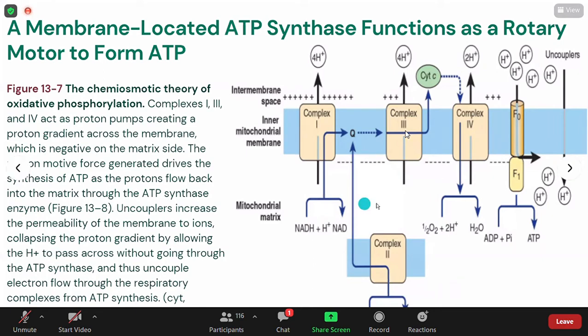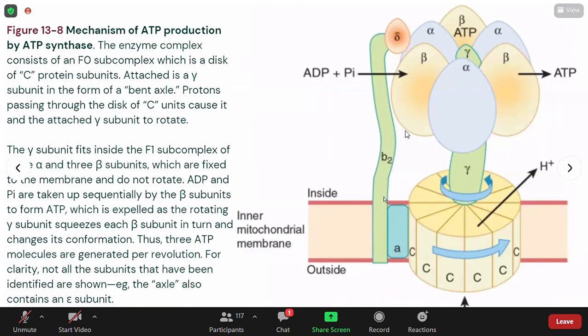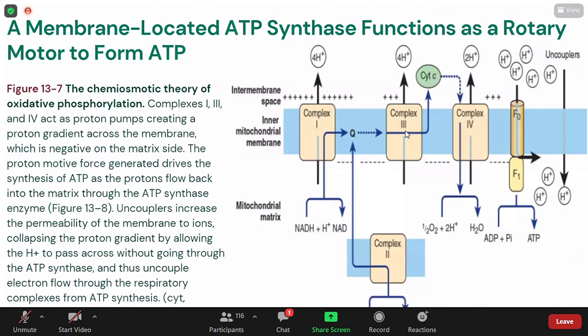Becomes negatively charged. So what have you created? Gradient. Electrochemical gradient. Electrical as well as chemical gradient. Electrical in the sense that this is positively charged and this is negatively charged here. Chemical, because this is acid and this is alkaline, correct? So you have created an electrochemical gradient.